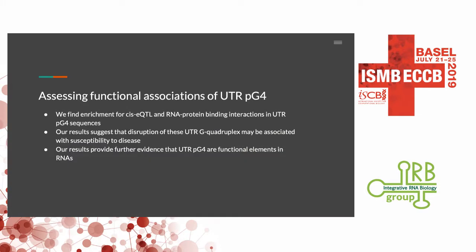So in conclusion, in the second part of my talk, I've shown you that we found enrichment for cis-eQTLs in G4 regions of UTRs. I've shown you we found enrichment for RNA protein binding interactions. Taken together, our results suggest that the disruption of these UTR G4s can be associated with susceptibility to disease and provide further evidence that these UTR G4s are functional elements within RNAs.